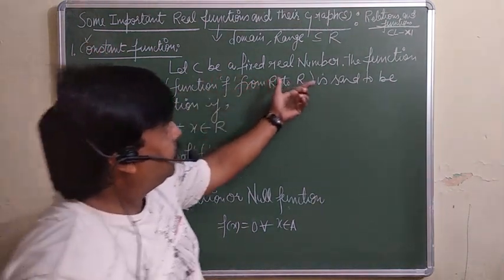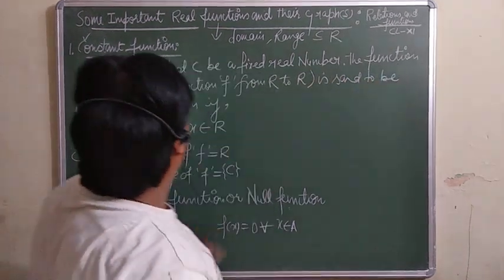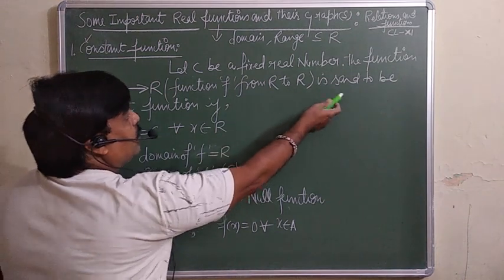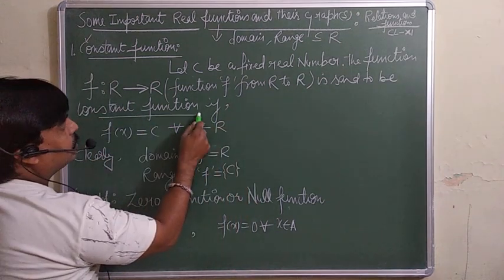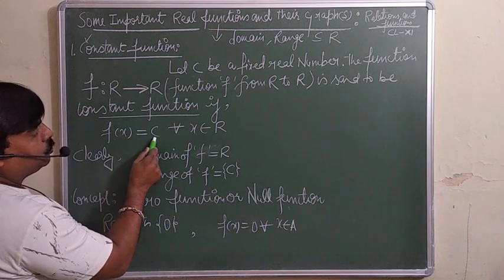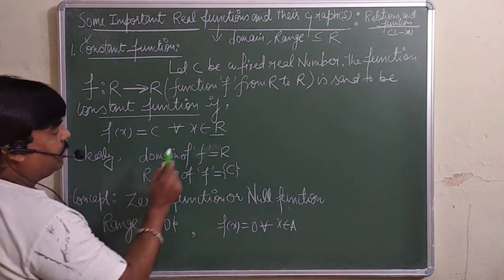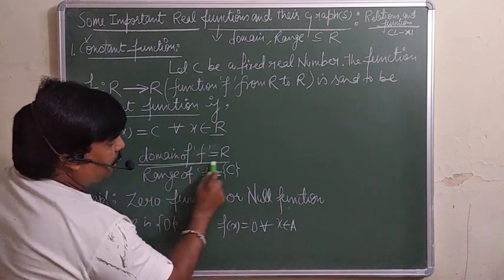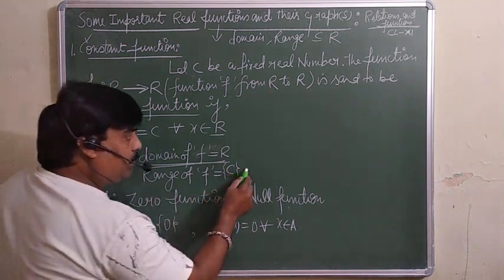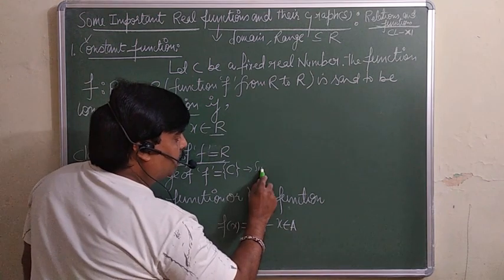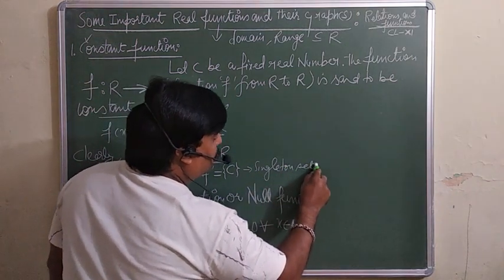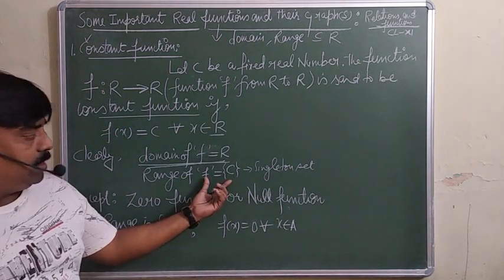Let C be a fixed real number. The function f from R to R is said to be a constant function if f(x) = c for every x belonging to R. The domain is the real numbers but the range remains constant. This will be a singleton set, you can say; only one element will be there, that is fixed.